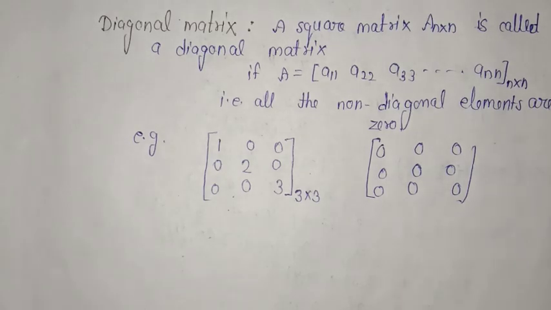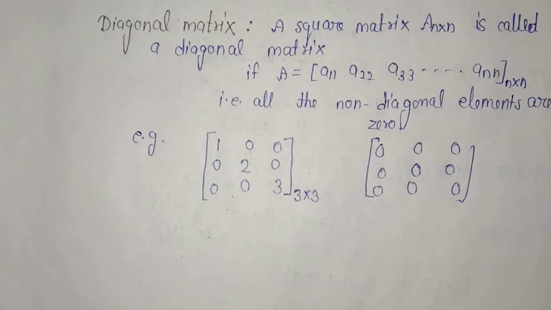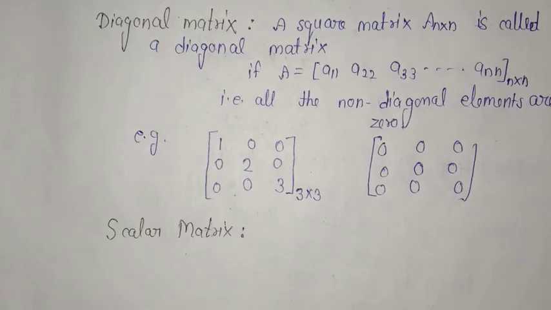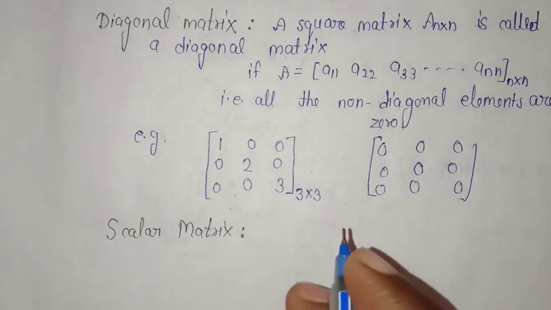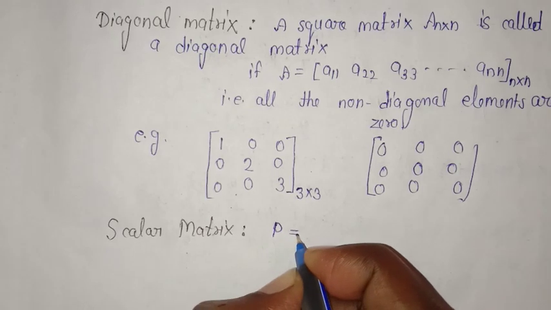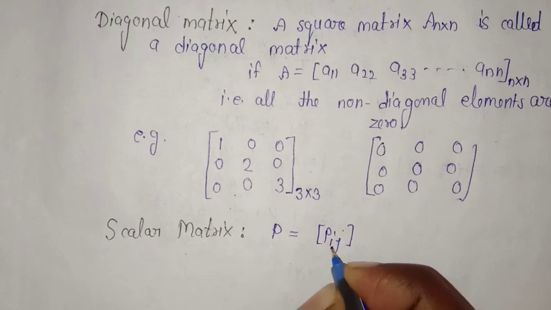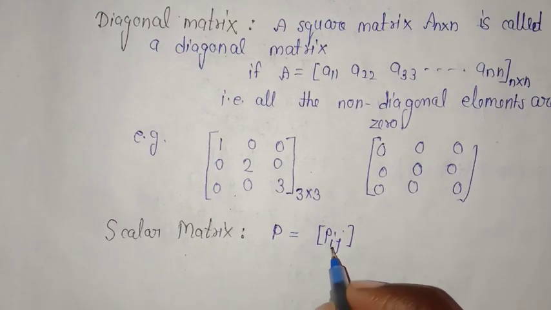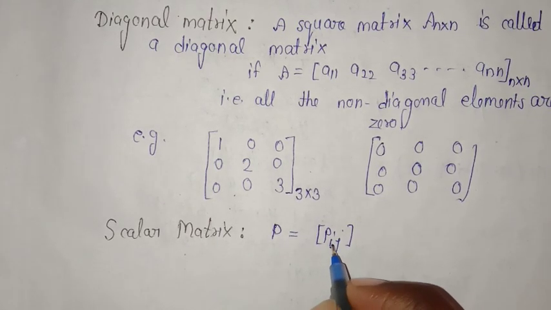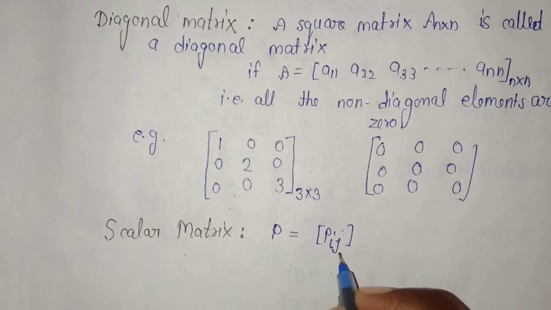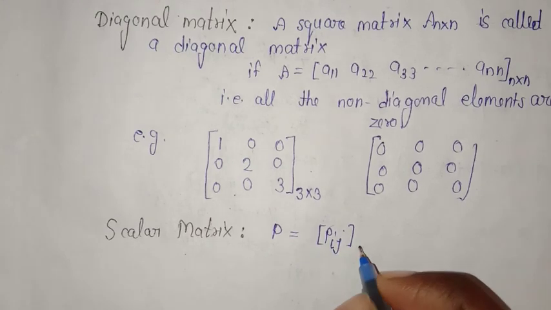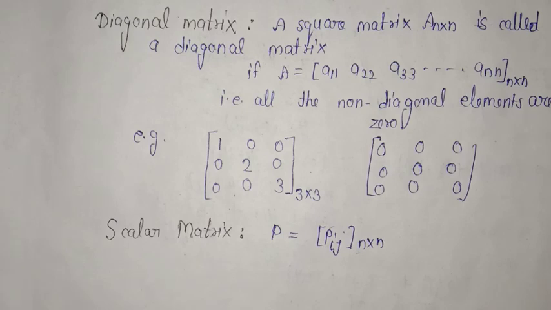Now I will discuss the scalar matrix. The difference between a diagonal matrix and a scalar matrix is very minor, so let's discuss it. A scalar matrix is also a square matrix. So consider a scalar matrix P equals Pij. The suffix i denotes the row number, and j denotes the column number, that is, in which row and in which column you are taking this element. And this is also a square matrix, so I am taking it of order n.